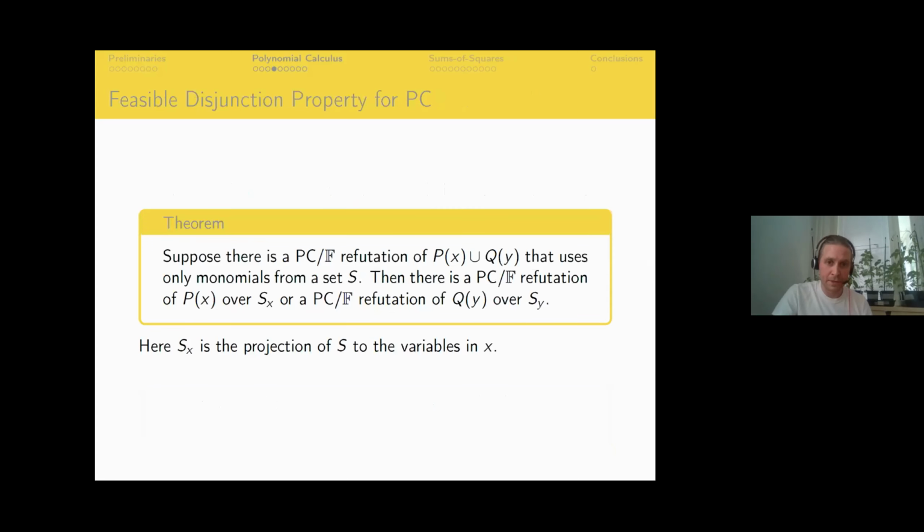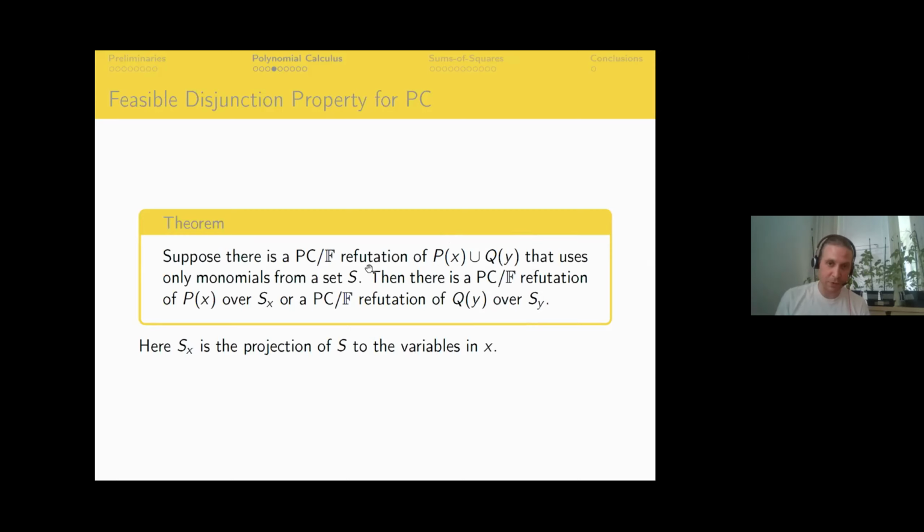Okay. So using this characterization, we can prove what I call the feasible disjunction property of polynomial calculus. So suppose we have some refutation of now two sets of polynomials that do not share any common variables, and the refutation only uses monomials from a set S.